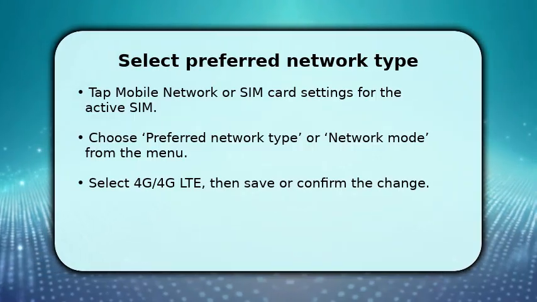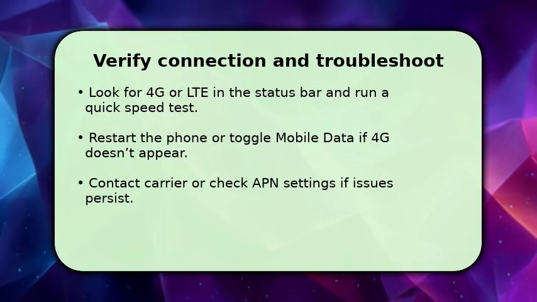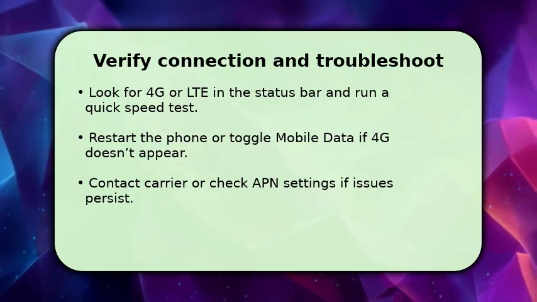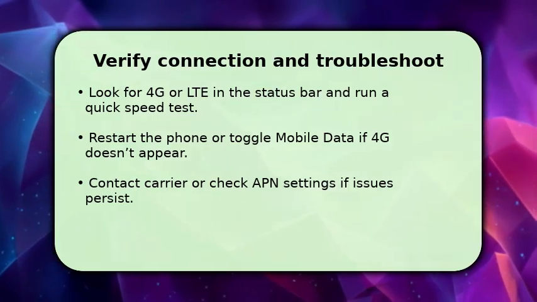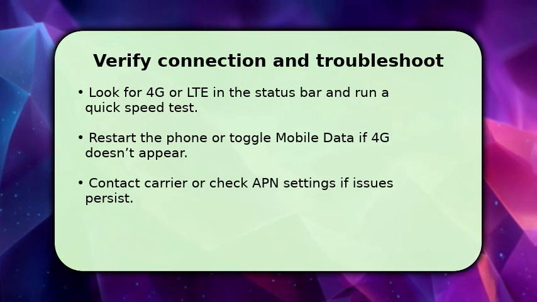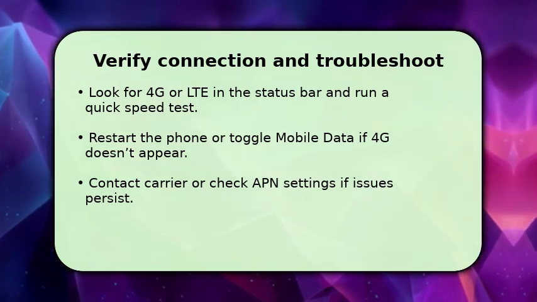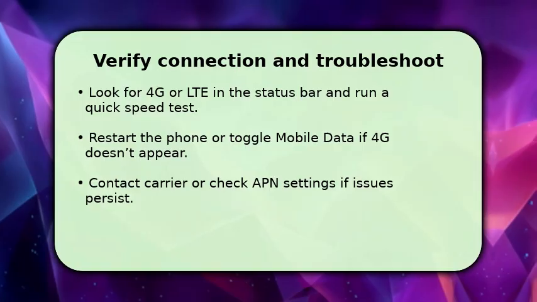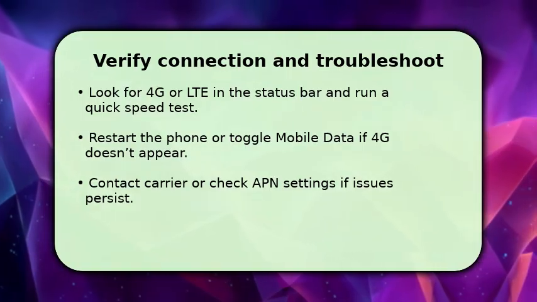Make sure mobile data remains enabled, so you finish by verifying the status bar shows 4G or LTE and by running a quick speed test to confirm higher throughput. If the icon doesn't appear, toggle mobile data off and on, or restart the phone to force a network reattach.